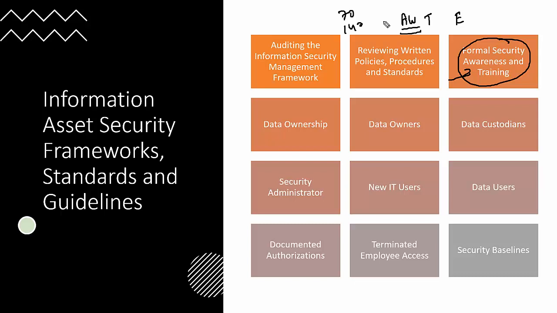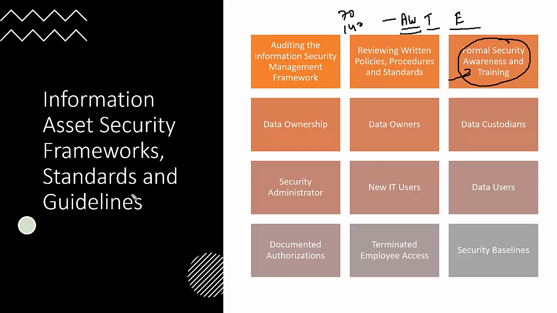So awareness modifies behavior, training modifies skill, and education modifies your career. Doing CISA training, CRISC training, CISM training is part of training, which modifies your skills. But when you attend a college program, that is called education.